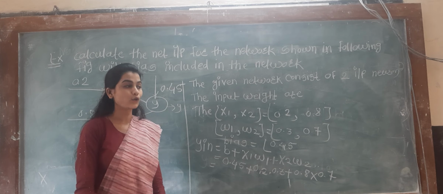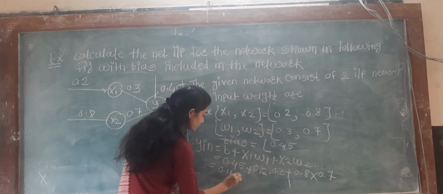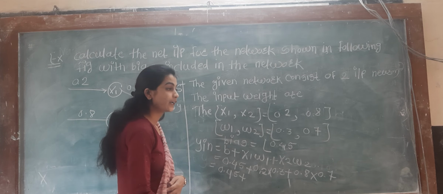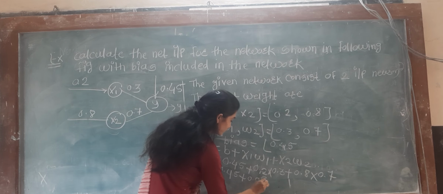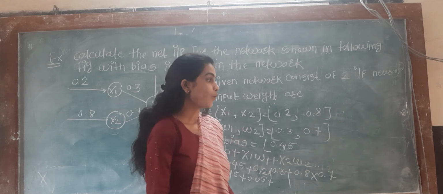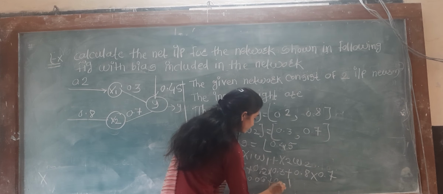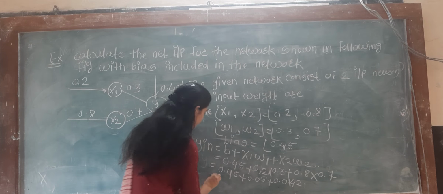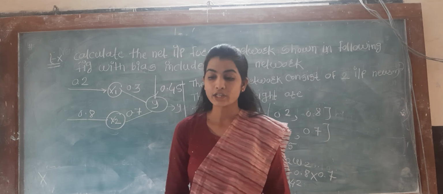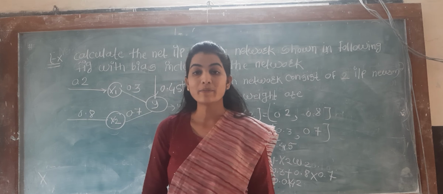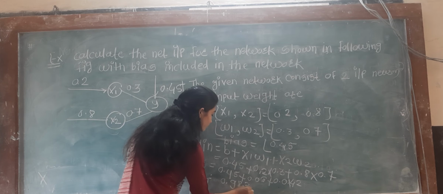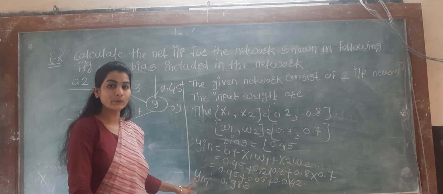Then calculate the net output: 0.45 plus 0.2 into 0.3, then the output will be 0.06, plus 0.8 into 0.7, then the output will be 0.56. Then y in will be calculated: 0.45 plus 0.06 plus 0.56, then the output will be 1.07.